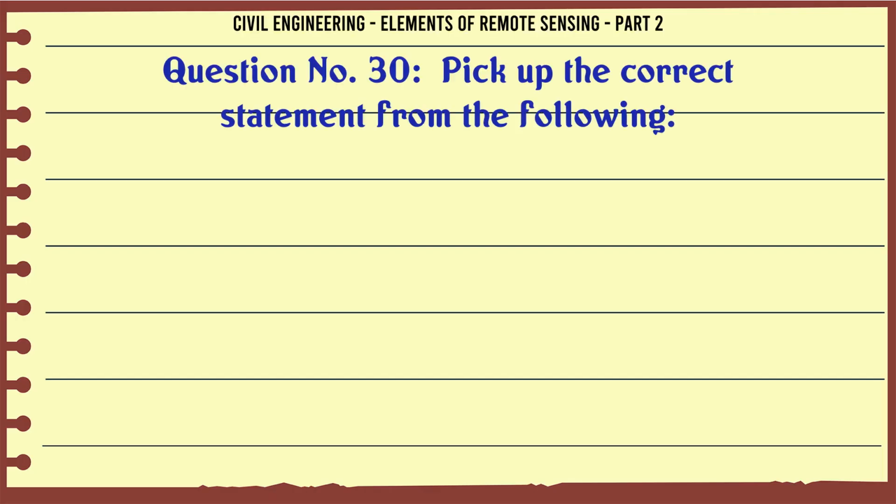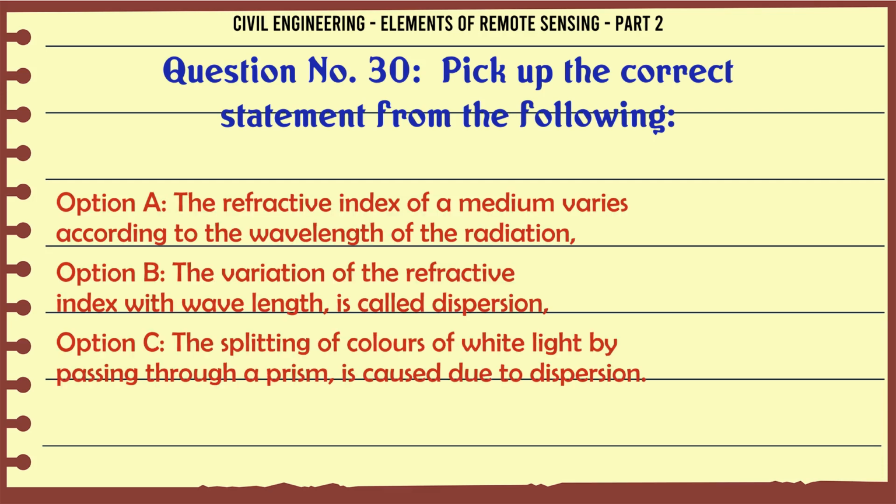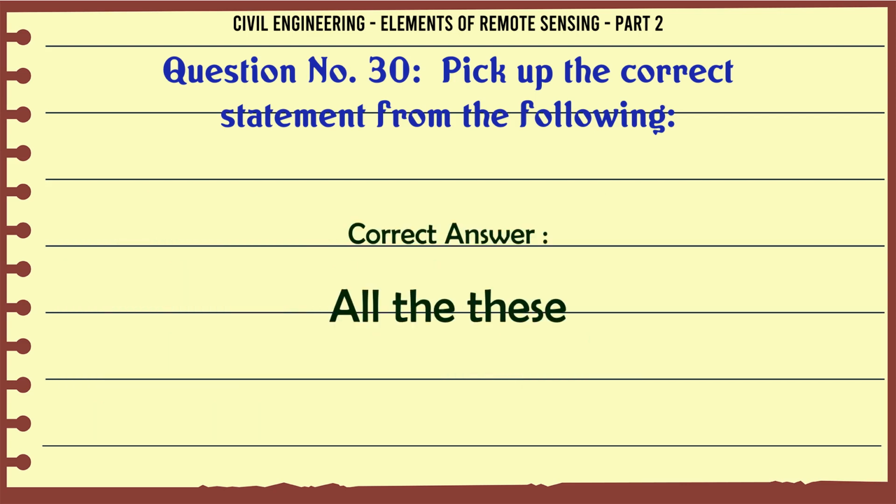Pick up the correct statement from the following. A. The refractive index of a medium varies according to the wavelength of the radiation. B. The variation of the refractive index with wavelength is called dispersion. C. The splitting of colors of white light by passing through a prism is caused due to dispersion. D. All of these. The correct answer is all of these.